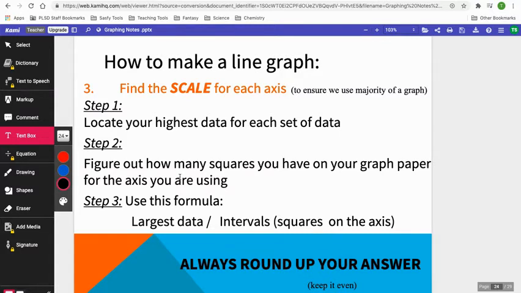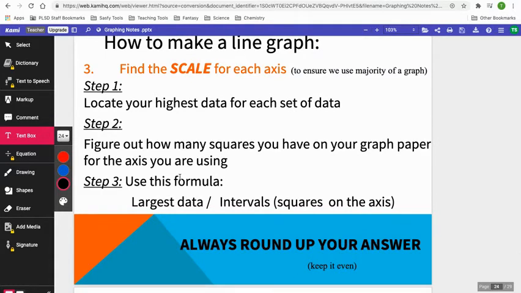Step one is to locate your highest data for each set of data. Step two is to figure out how many squares you have on your graph paper for the axis that you are using. And step three is to divide those two numbers. Take the largest data and divide it by the squares on the axis. Always round your answers up and keep it even. If it rounds up to an odd number, round it up one more number and make it simple.